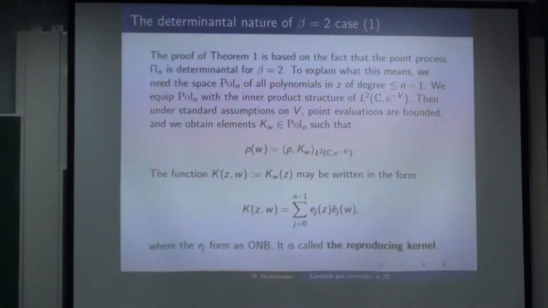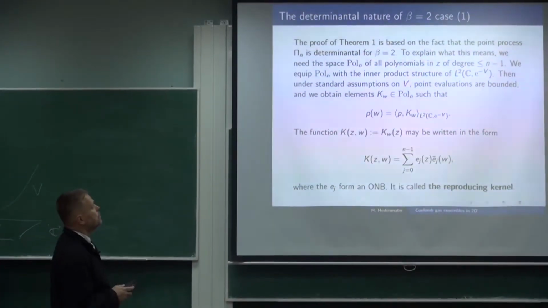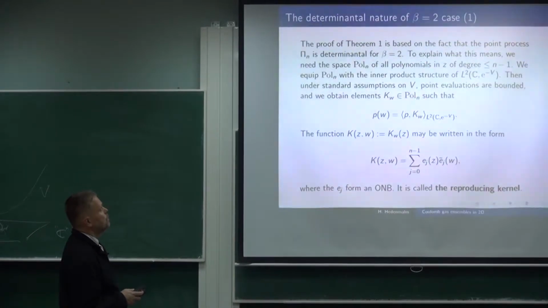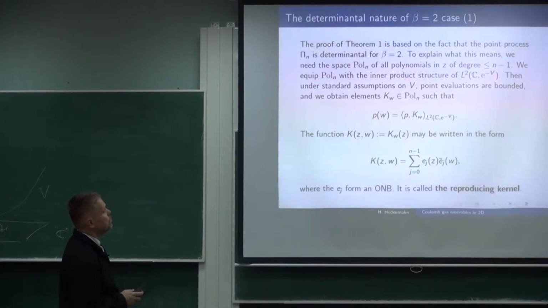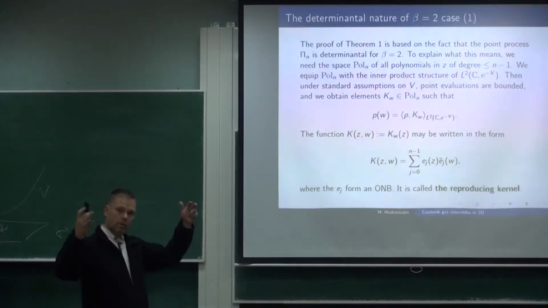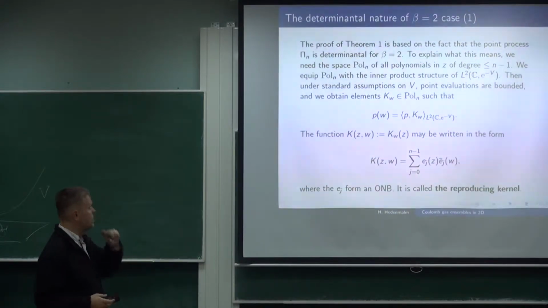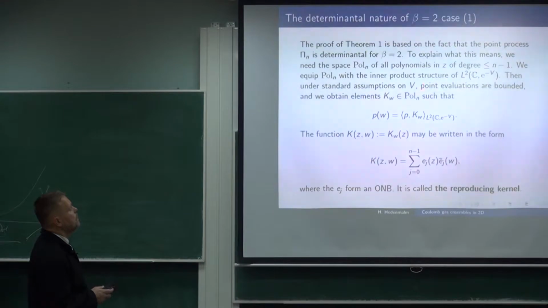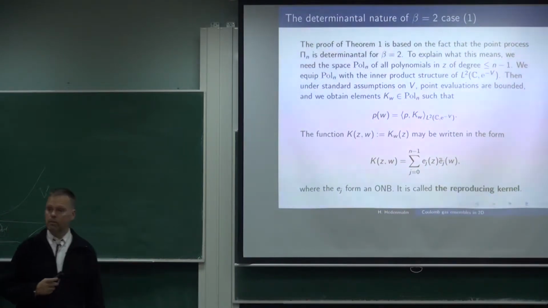Then, of course, under the standard assumptions on V, that it grows sufficiently near infinity, the point evaluations are bounded. Well, first of all, the polynomials should, of course, have finite moments, they should belong to this L2 space. But that's part of the assumptions you need. And then, under reasonable assumptions on V, you obtain elements k sub w in the space, such that you obtain the point evaluation by this inner product representation.